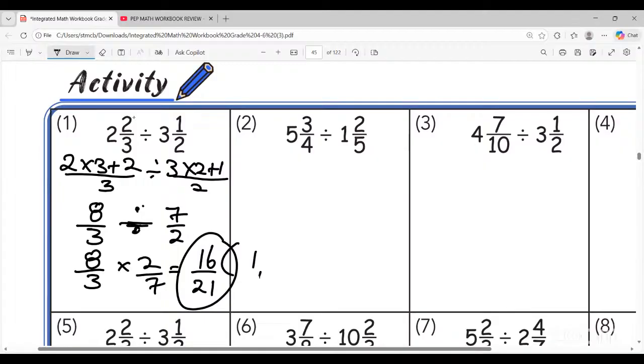If you don't know, you can just list the factors, guys. What numbers can go into 16? What numbers can go into 21? You see it? Only one. And we can divide by one. Kind of makes no sense. We get the same answer.